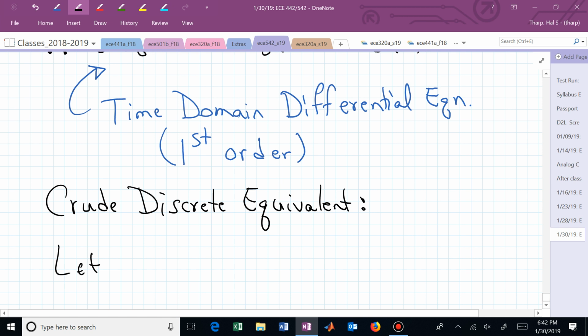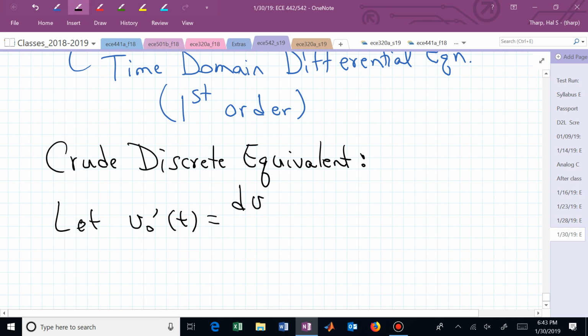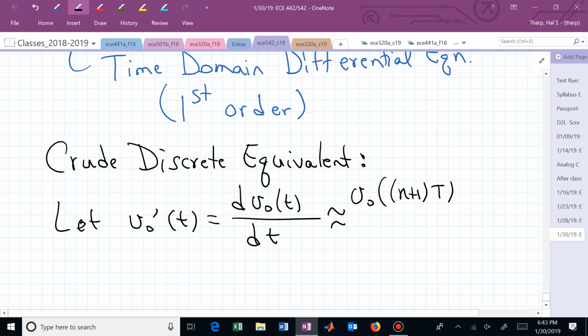What can we let the derivative of our output waveform be? This is just d v sub 0 of t, dt. Can we let that be something? Isn't dv a small change in the output waveform? What's dt? That's just a small change in the time domain. So we really have v sub 0, sample that, we could say this is n plus 1 times cap T minus v sub 0 of little n cap T. That's the dv. And the small change in time is just n plus 1 cap T minus nT.